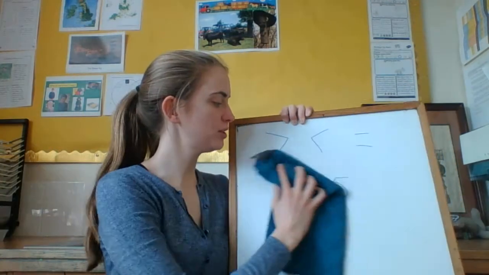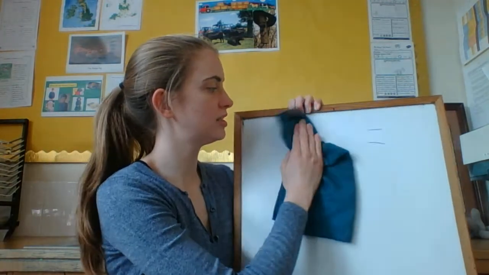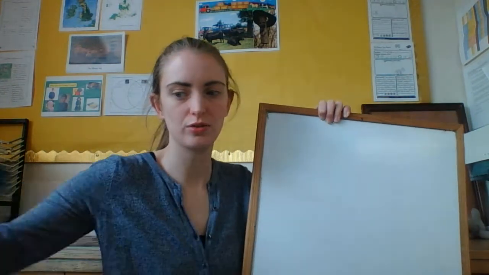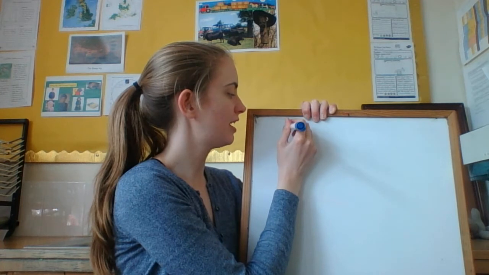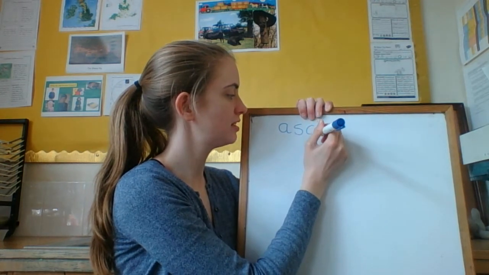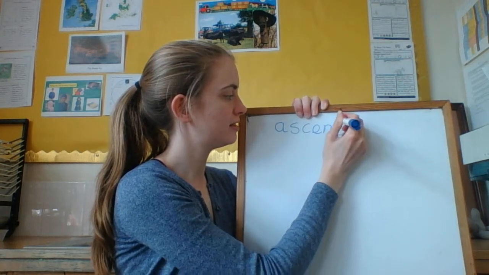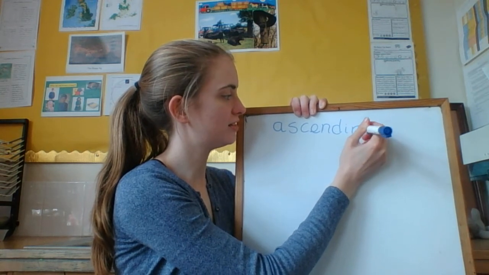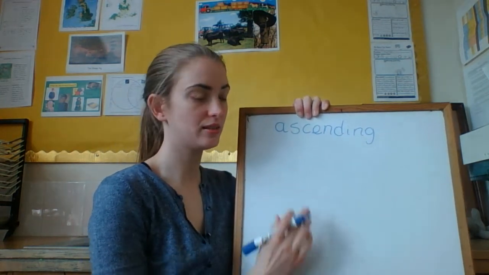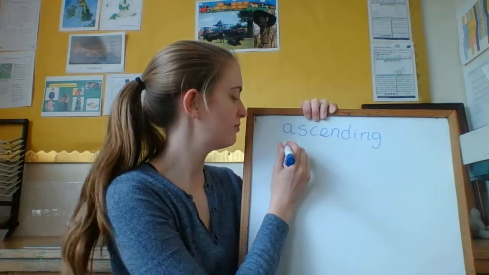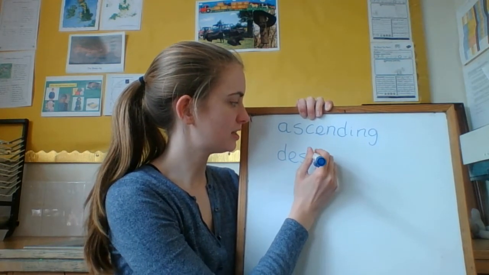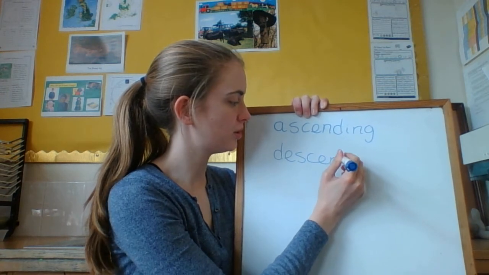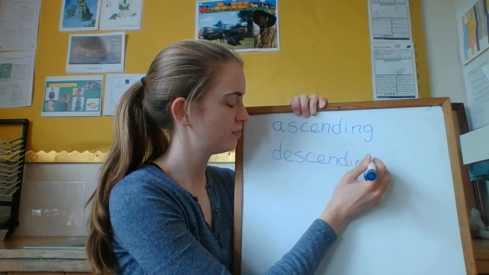So, there are also a couple of words we need to recap the meanings of today. And these are ascending, A-S-C-E-N-D-I-N-G. I'm going to write it not joined up so we can really see the spelling. And descending. And while I'm just writing this, see if you can remember what these words mean.